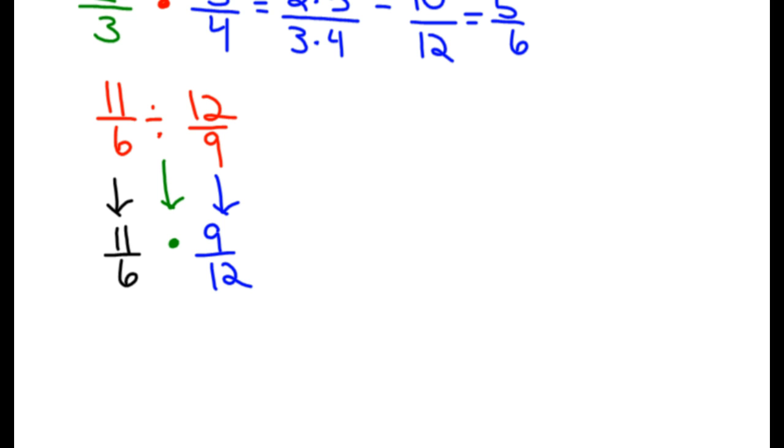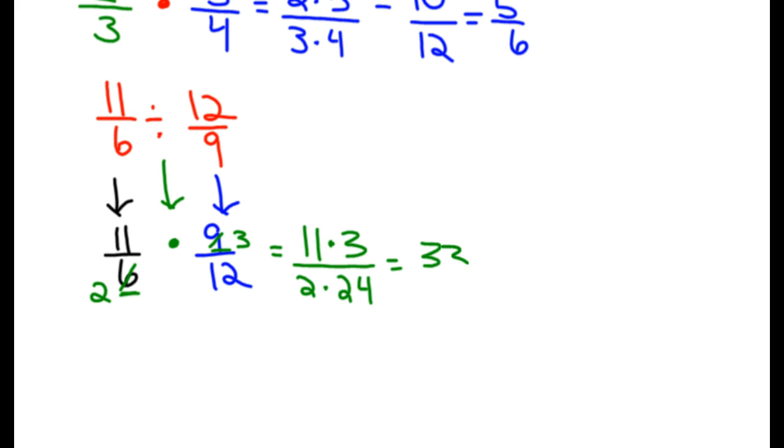Now I might want to do some canceling before I do my multiplication, just to keep numbers simple. If I look at the 6 and the 9, they both have 3 in common, so I can divide the 6 by 3 and get 2. I can divide the 9 by 3 and get 3. And then I'm going to multiply straight across the top and straight across the bottom, and that would give me 33/48. And that would be my solution.